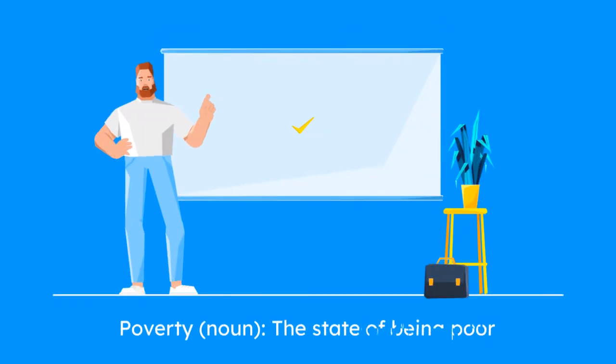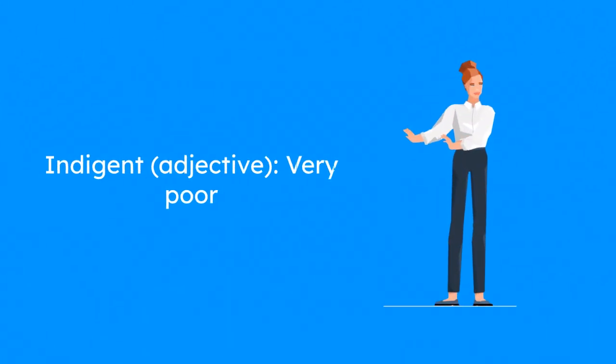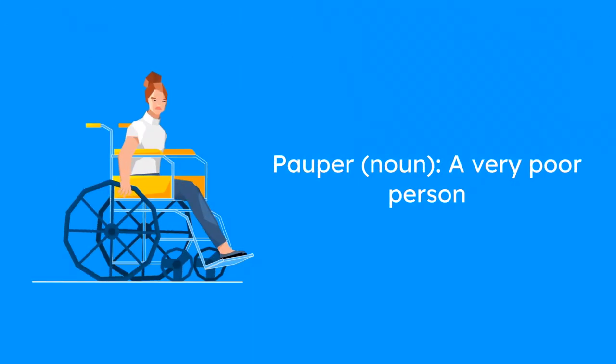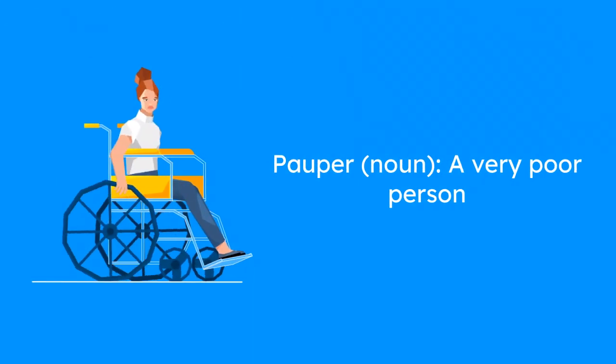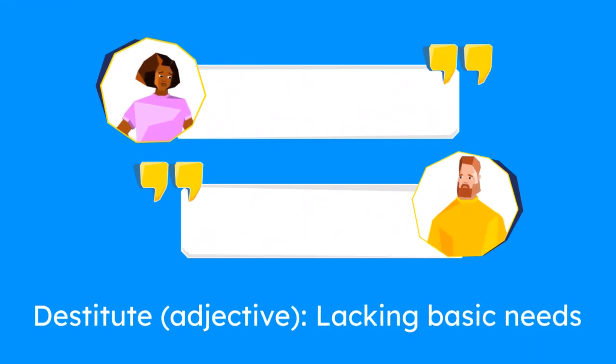Poverty, noun, the state of being poor. Example: efforts to reduce poverty are ongoing. Indigent, adjective, very poor. Example: indigent families rely on social services. Pauper, noun, a very poor person. Example: the old pauper lived on the streets. Destitute, adjective, lacking basic needs. Example: the disaster left many people destitute.